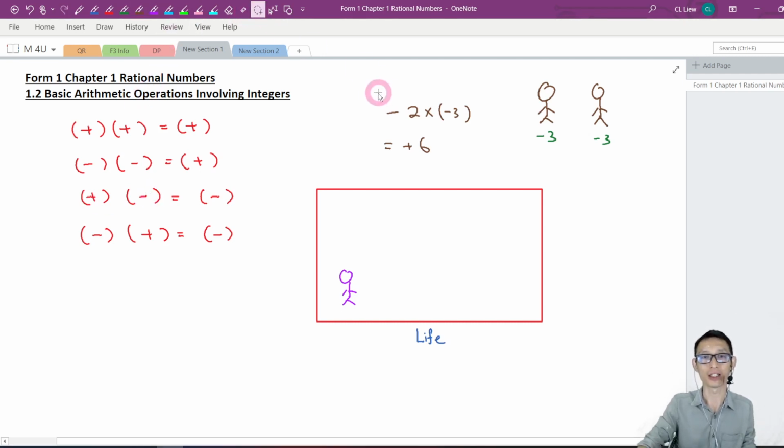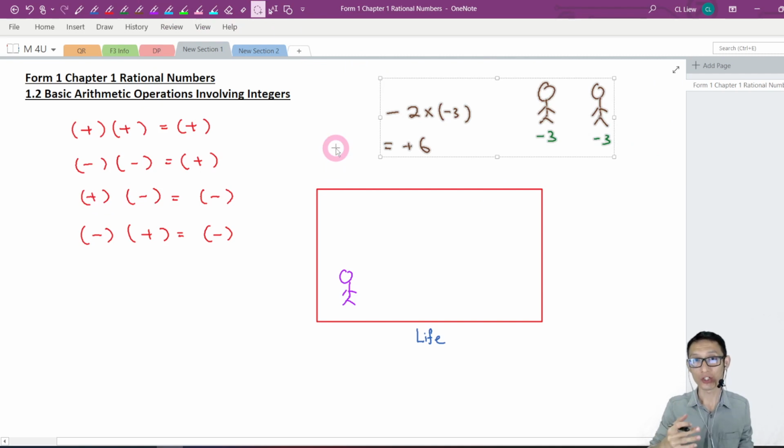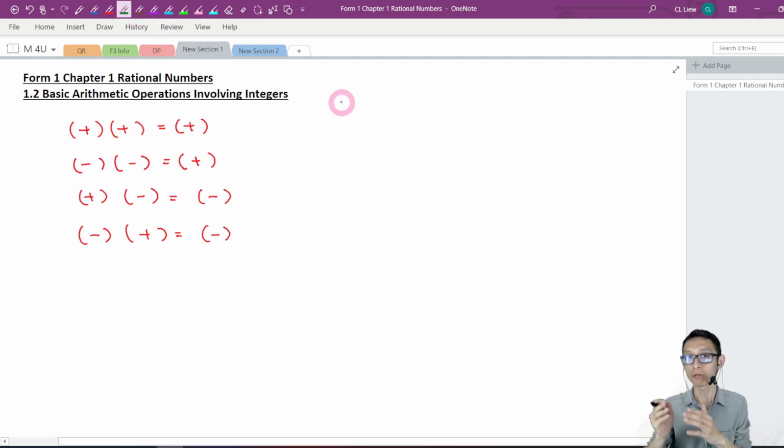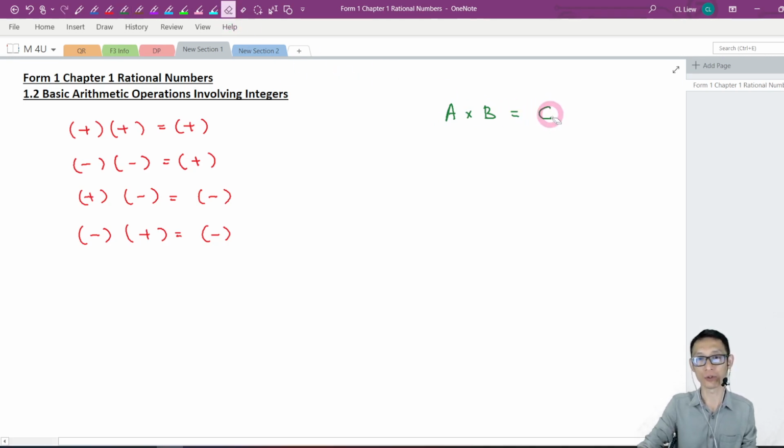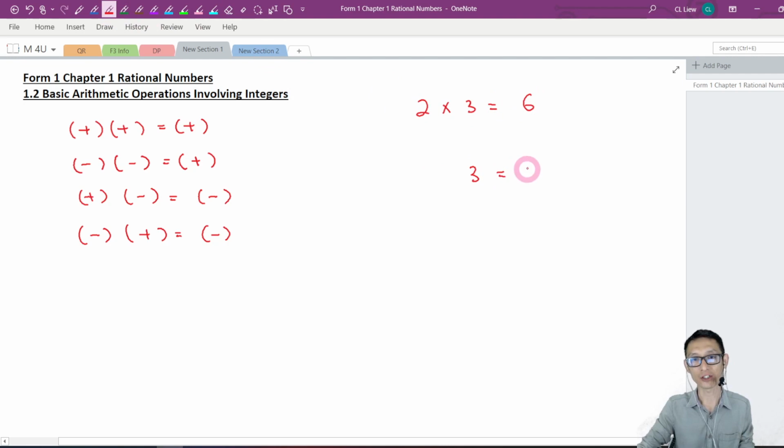So some students might be thinking, why do division and multiplication use the same rules? You can think this way. Division is actually the opposite of multiplication. So for example, if I give you A times B is equal to C, let me give you some numbers over here. Now, 2 times 3 is equal to 6. So I can say that 3 is equal to 6 divided by 2, right? I also can say that 2 is equal to 6 divided by 3. Okay, do you agree with this? I think there should be no problem, right?